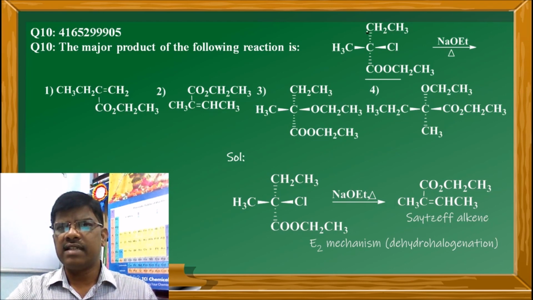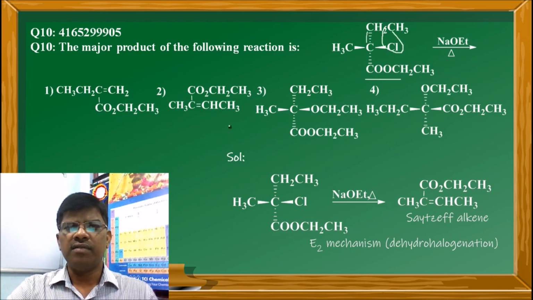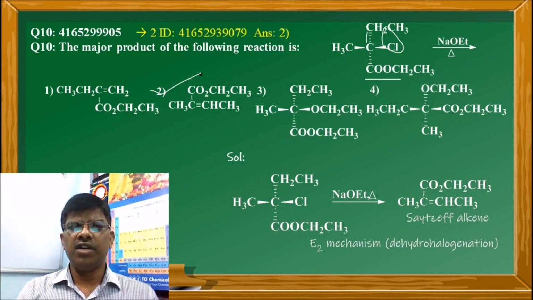Yes friends, this hydrogen easily goes off as per Saytzeff's rule to give this alkene. So this hydrogen and chlorine are going to be lost, giving this alkene. Which option is showing this? Yes friends, option number 2 is the option. What is the elimination? E2 mechanism. It is nothing but dehydrohalogenation that is going to take place. So option number 2 is the correct option, friends.